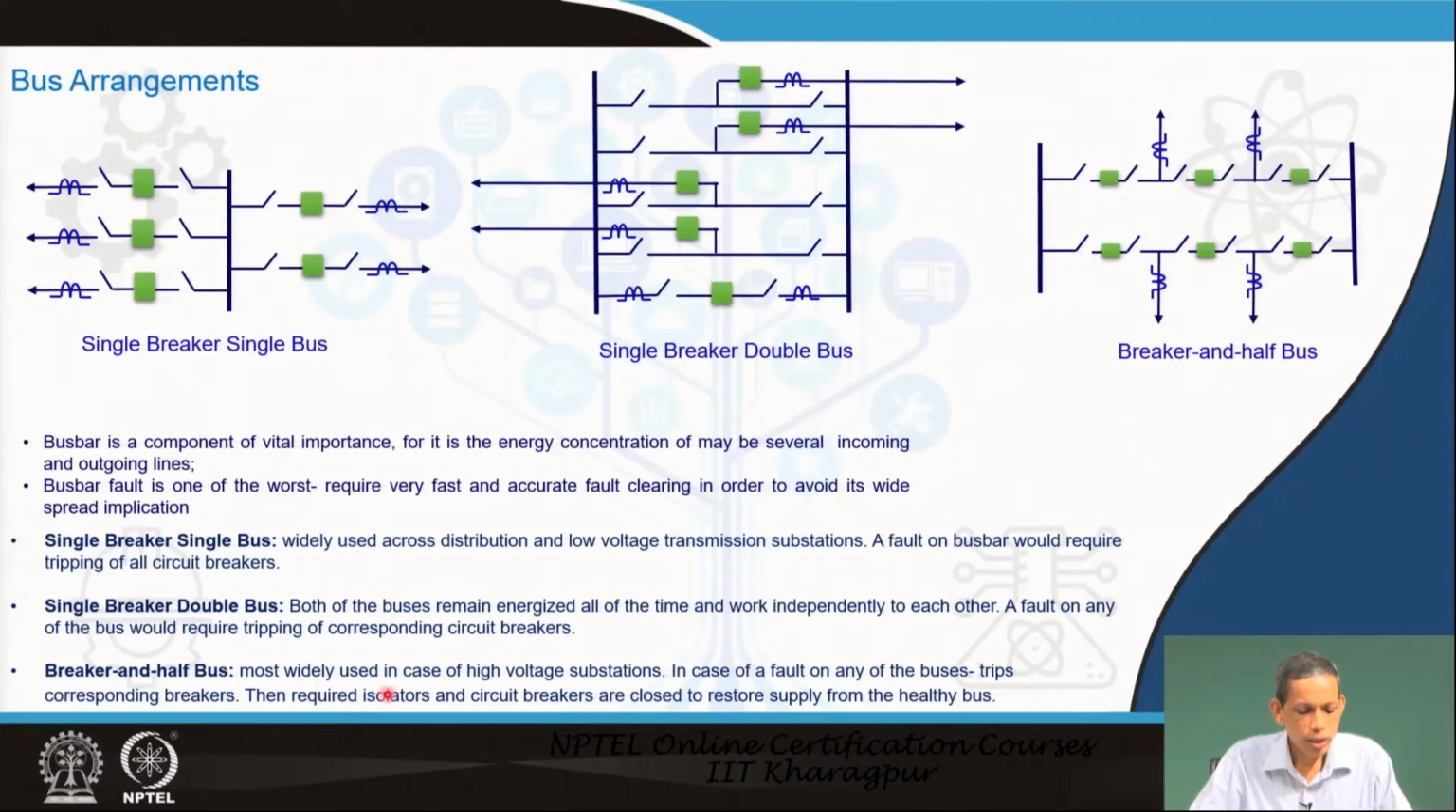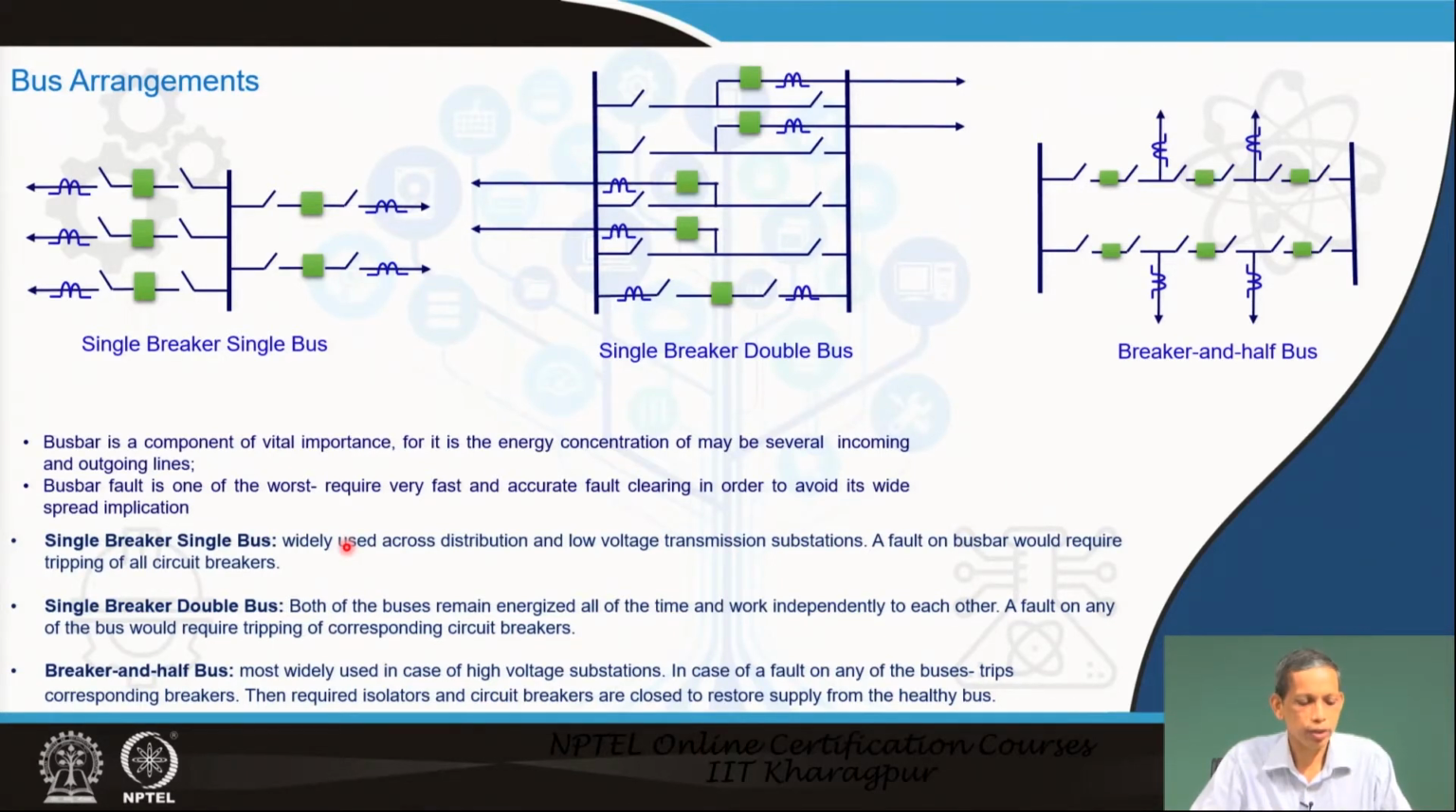Most widely used in high voltage substations is the breaker and half, and the single breaker single bus is widely used in distribution or low voltage systems. The bus arrangements are not limited to these three; there are other options available also.